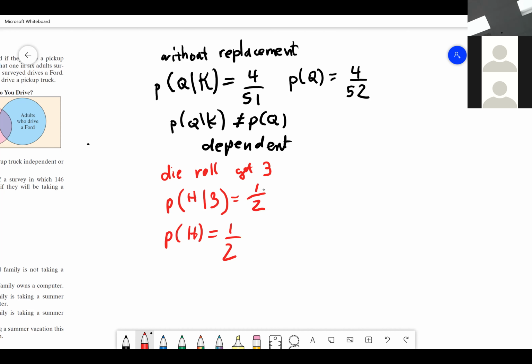To show that they don't have an effect on each other. Look at the board. Do you see that the event 3 had no effect on heads? And that's why it's independent. When the conditional and the original event have the same probability, that means that the condition didn't affect the event. Therefore, they are independent. Got it? Please write that down.